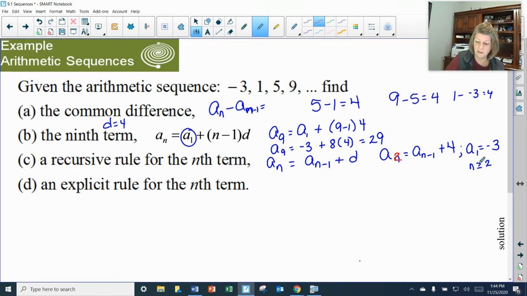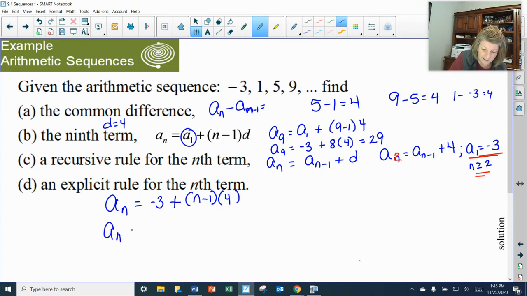Okay, so it's important that you note what your starter value was when you're doing recursive, and then define the n where it's starting at or valid for. Then it says write an explicit rule. So my a sub n could be equal to, I'm going to start with -3, my a sub first term, added with n minus 1 common differences of 4.